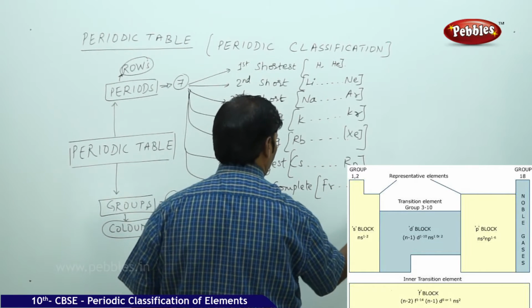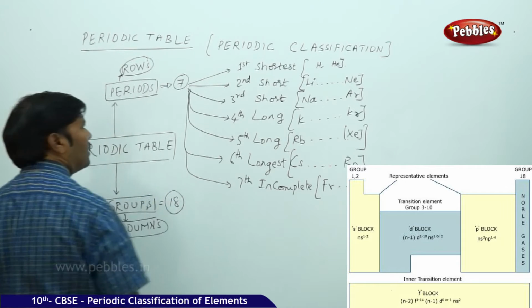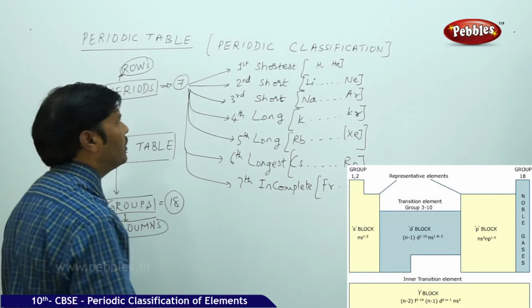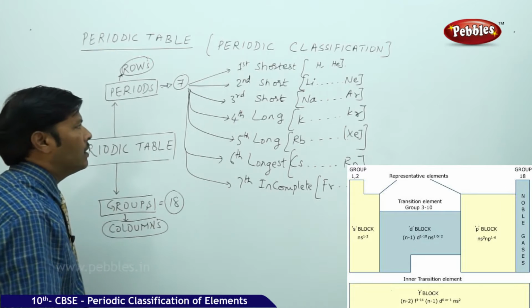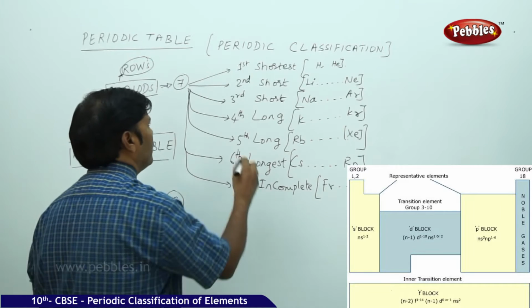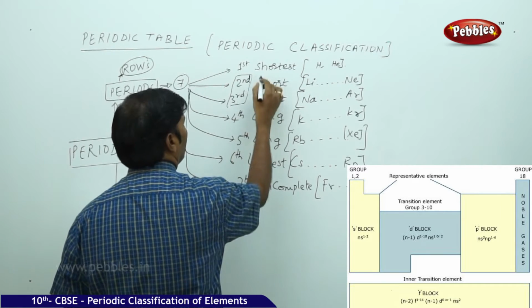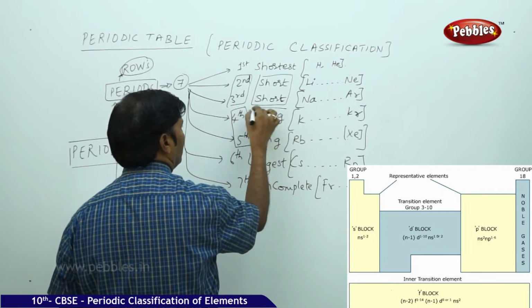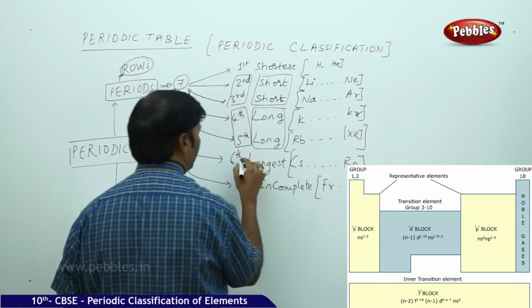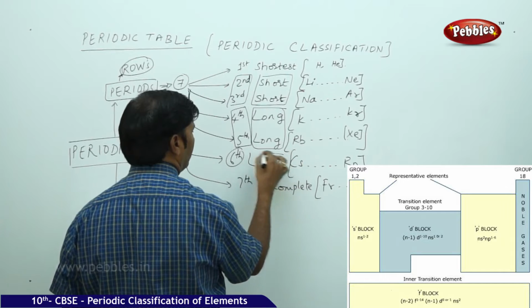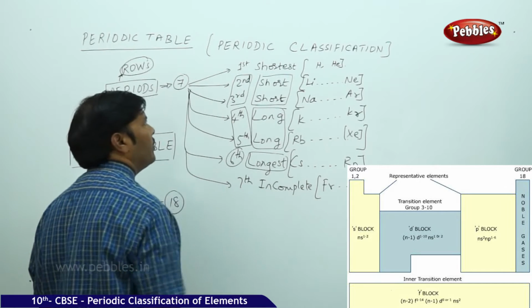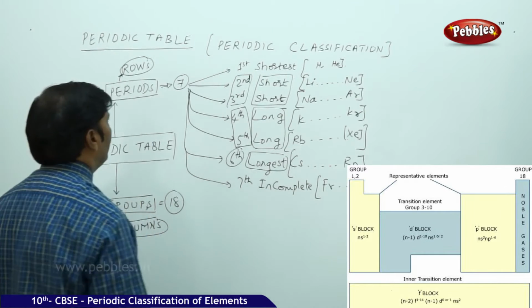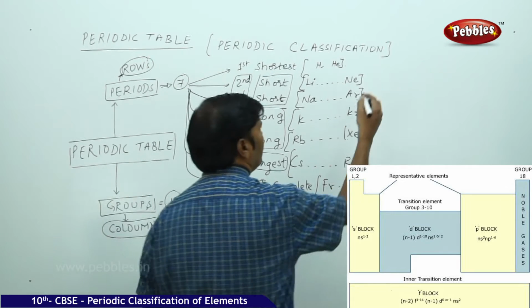You find that the first period is the shortest, second and third are short periods, fourth and fifth are long periods, sixth is the longest period, and seventh is the incomplete period, which we have to notice.